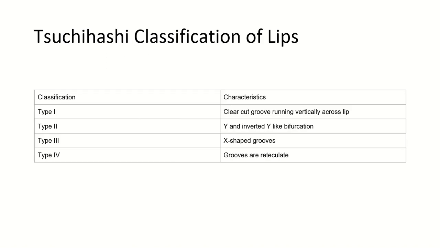Now the Tsukiji classification of lips. Type 1 shows a clear-cut groove running vertically across the lip. Type 2 is Y and inverted Y-like bifurcations. Type 3 involves X-shaped grooves. Type 4 involves reticulate grooves, reticulate network-like.